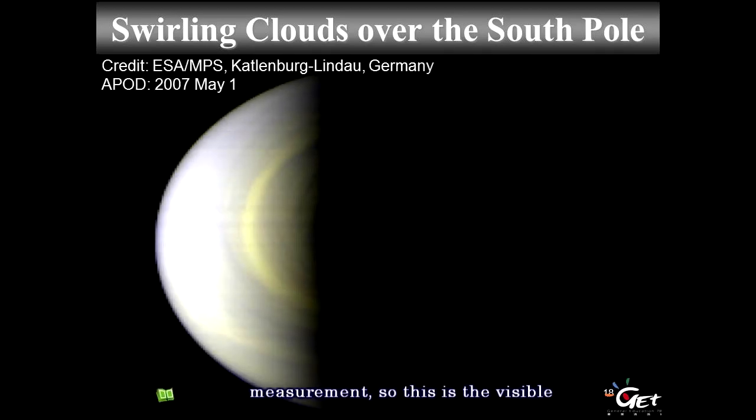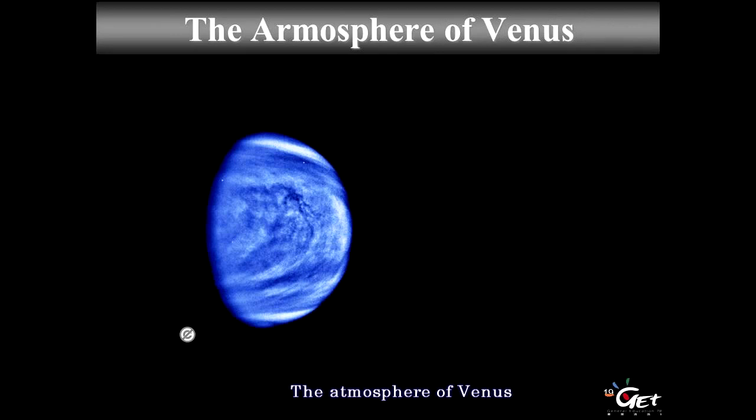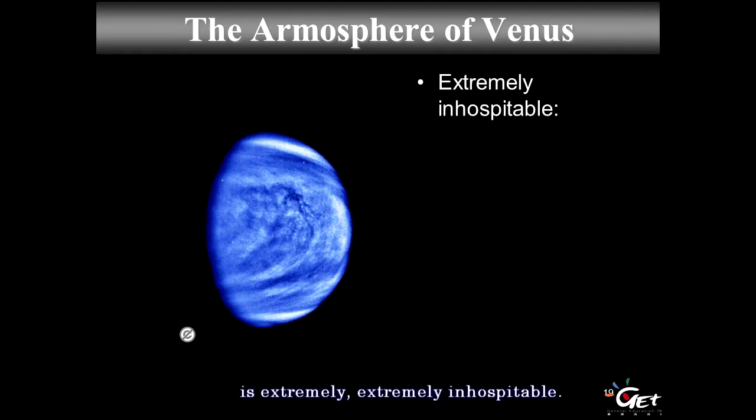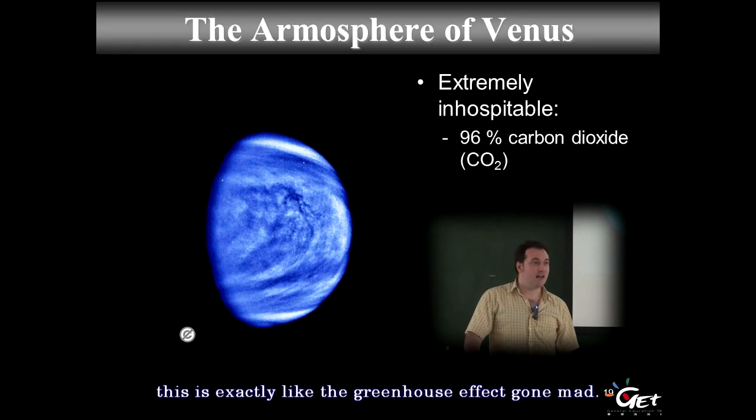This is taken with infrared measurements. So this is the visible picture of it, and this is how it looks in infrared. This is over the south pole of Venus, and you see that you have lots of swirling clouds. Actually, it's exactly like a massive typhoon happening almost constantly on the south pole of the planet. So these massive things are creating weather. So there are lots of winds on Venus. So the atmosphere of Venus is extremely, extremely inhospitable. It's first of all composed of 96% carbon dioxide. So once again, this is exactly like the greenhouse effect gone mad.